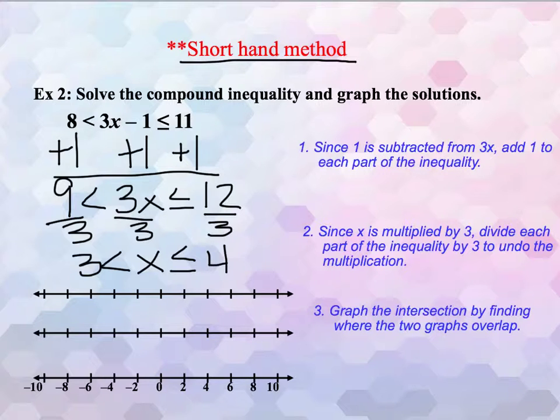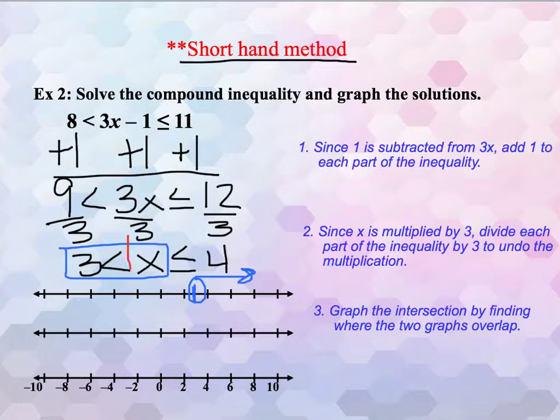And I'm going to go ahead and graph this part on the top graph. So I'll go to 3 on my number line, and it's going to be an open circle. And it's for all values for x that are greater than 3, so greater than 3 is going to go to my right.